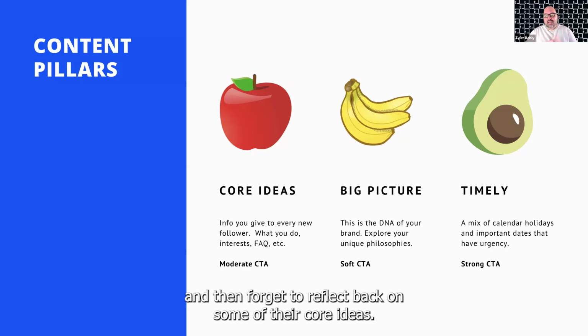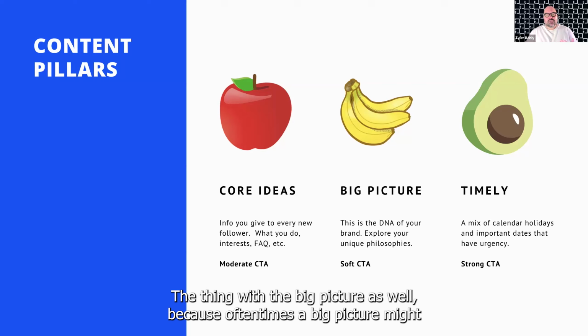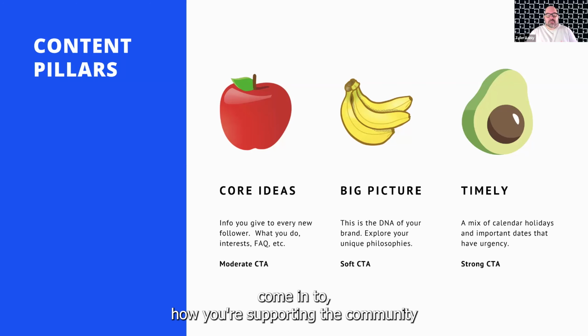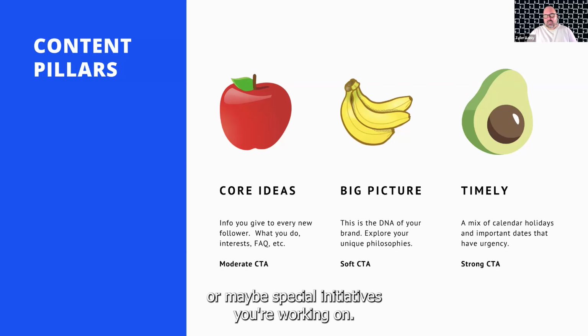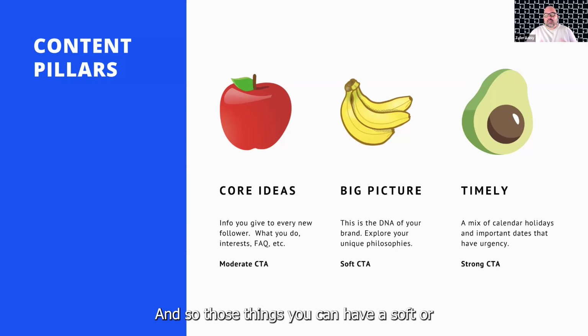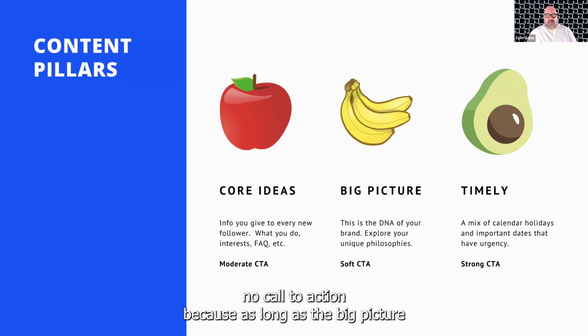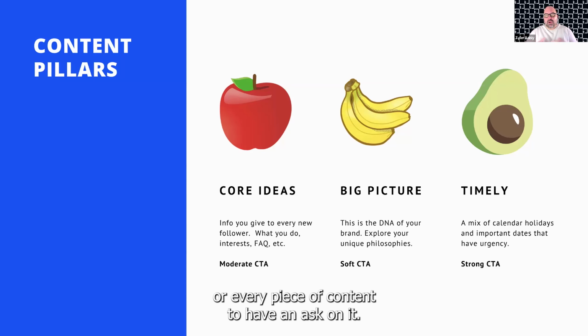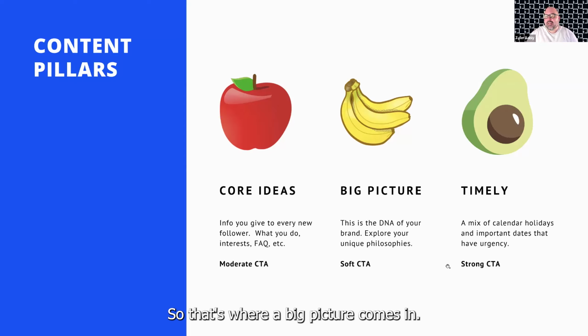and then forget to reflect back on some of their core ideas. Big picture might come into how you're supporting the community or special initiatives you're working on. Those can have a soft or no call to action, because as long as the big picture pillars are being combined with others, you don't need every piece of content to have an ask on it. So that's where big picture comes in.